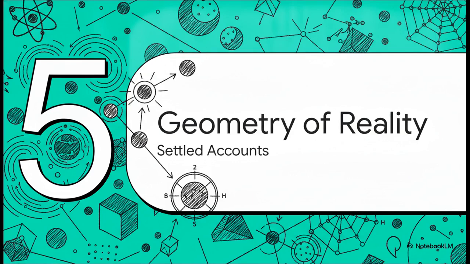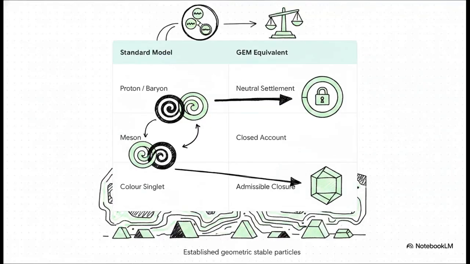Section 5. The geometry of reality. Settled accounts. Let's see how this clearinghouse metaphor perfectly maps onto the actual matter in our universe. In the standard model, a baryon, like a proton made of 3 quarks, isn't just particles sitting together. In GEM, it translates to a color-neutral settlement. A meson, made of a quark and an antiquark, is a closed account, and the broader physics term color singlet maps flawlessly to an admissible closure.